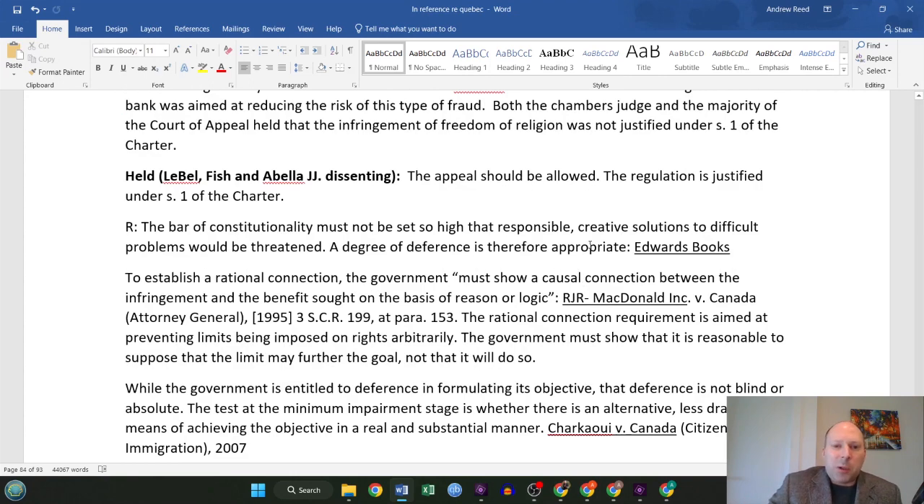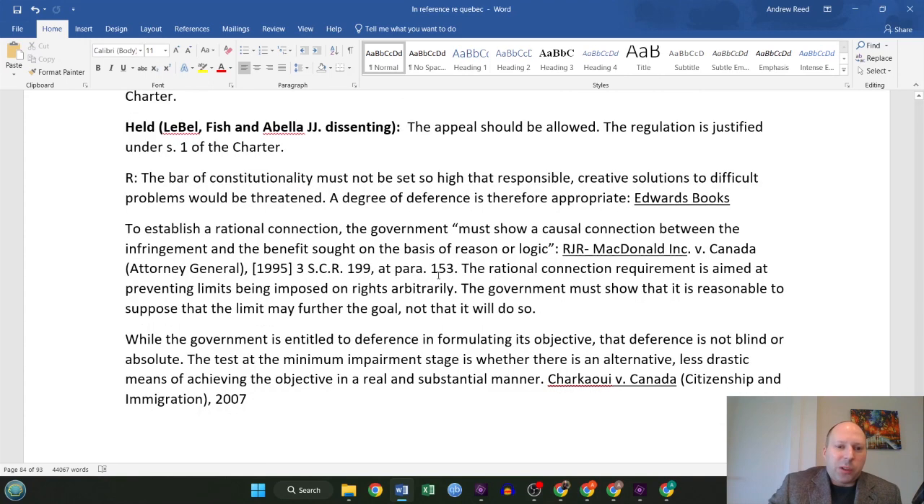So it went to the Supreme Court, who said this appeal should be allowed and that this regulation is justified under a Section 1 analysis. Some of the rules that were used here to determine this: the bar of constitutionality must not be set so high that responsible creative solutions to difficult problems would be threatened. A degree of deference is therefore appropriate, from Edwards Books.